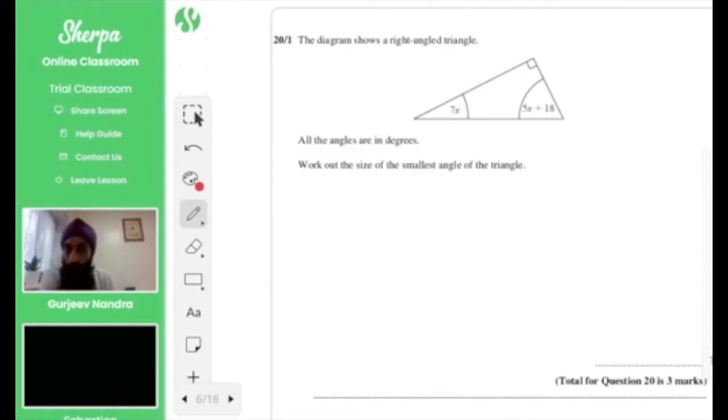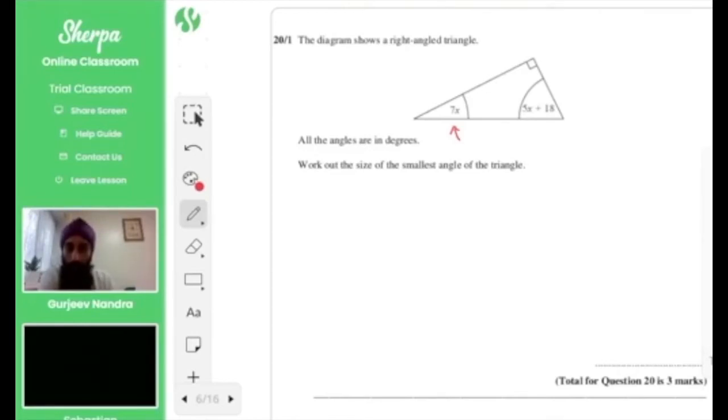All the angles are in degrees. Work out the size of the smallest angle of the triangle. Now, it's hard to actually see which of these is going to be the smallest. We'd probably assume it's going to be this one, since it's an acute angle. But there are no numbers, there's more algebra in there than anything else. So we need to think, what do we know about this? And how can we form an equation to help us solve the problem?